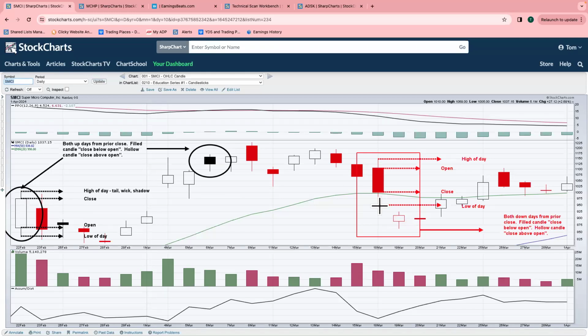Hopefully everybody gets that. I know, listen, if it's confusing, maybe at the very beginning it'll be confusing, but as you use candlesticks more and more, you'll start to understand. I mean, just look at candlesticks every day and how they finish.